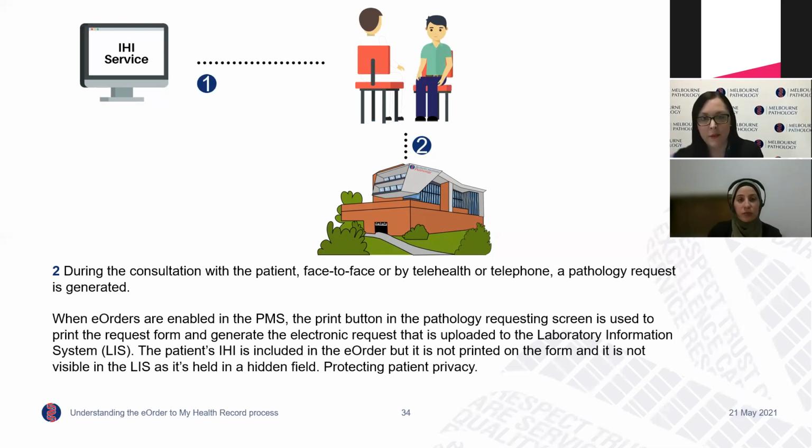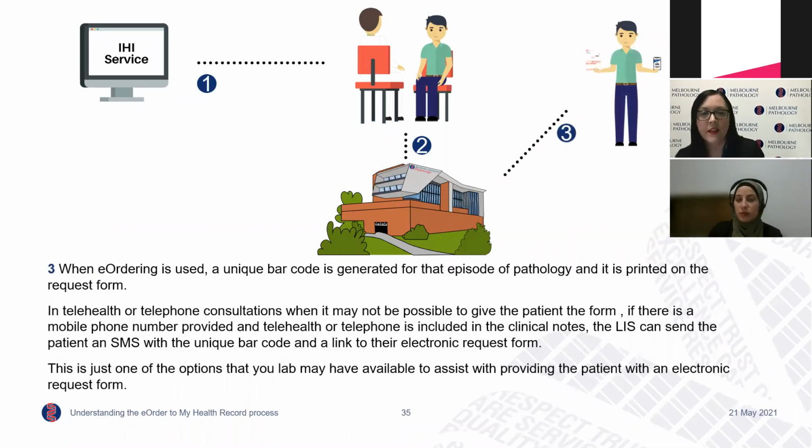This protects the patient's privacy, but it also ensures that when our results are available to be reported, they will go directly to that patient's file. When you're using e-ordering, as Samar indicated earlier, a barcode will print on the referral. At the moment, of course, during COVID, a lot of telehealth consultations have been occurring where the patient can't get the form physically or take it to a collection centre in person. If we have a mobile phone, we do actually have options for sending an SMS to the patient's phone and a barcode to their phone, which can be scanned upon request at the collection centre.